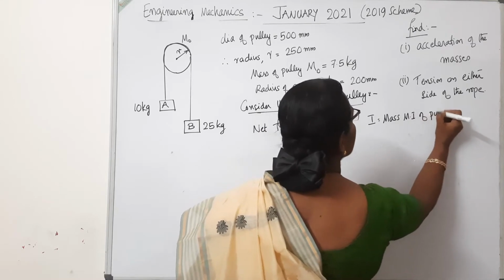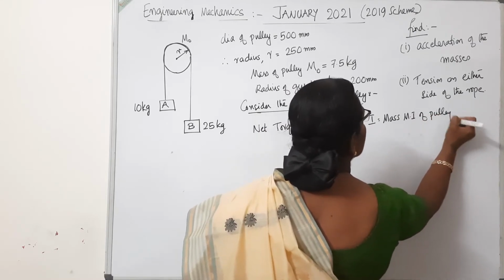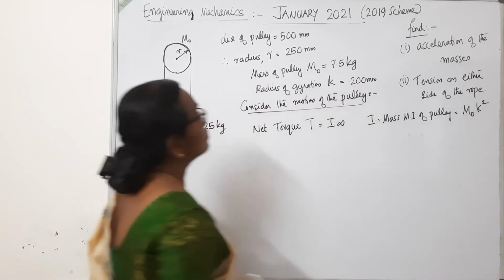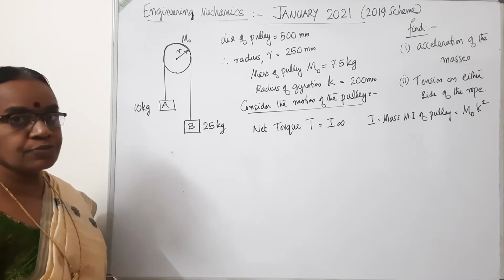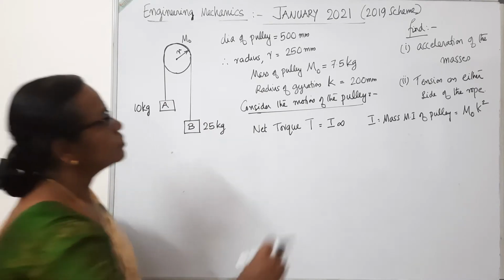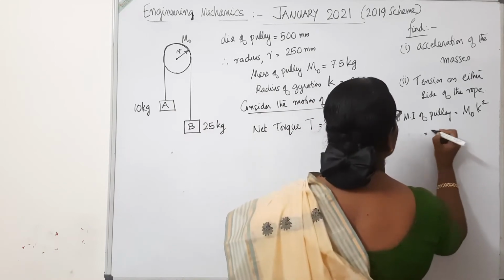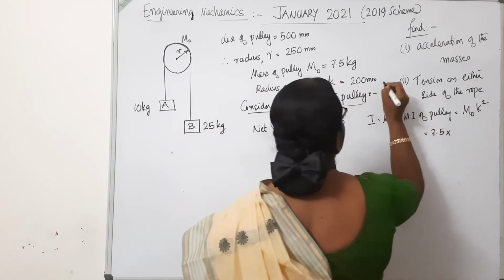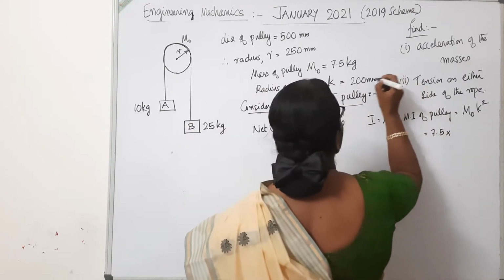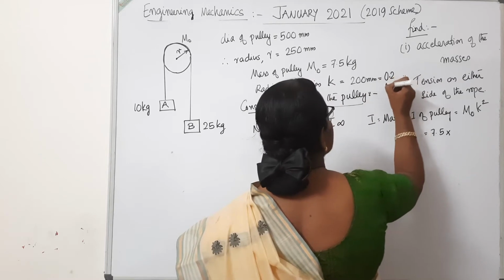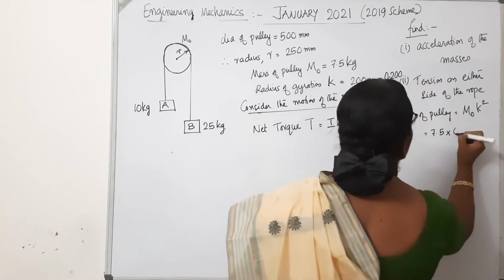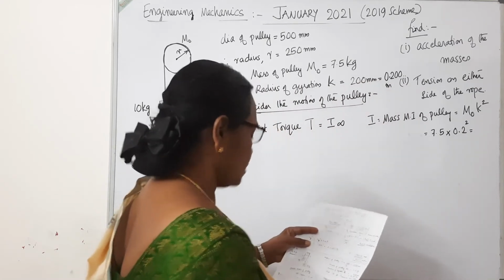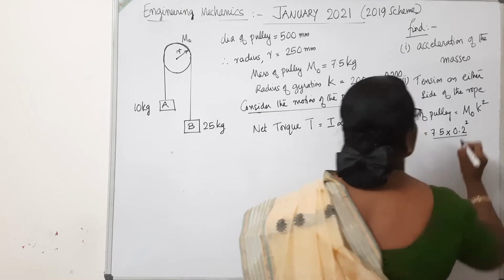Mass moment of inertia of the pulley is given by I is equal to mk square, where k is called the radius of gyration. The mass of the pulley is given as 7.5 and the radius of gyration is given as 200 mm. So let us convert it into meter. 200 millimeter divided by 1000 will be 0.2 meter. So 0.2 square will give the mass moment of inertia of the pulley. I am not calculating it, let it be like that.